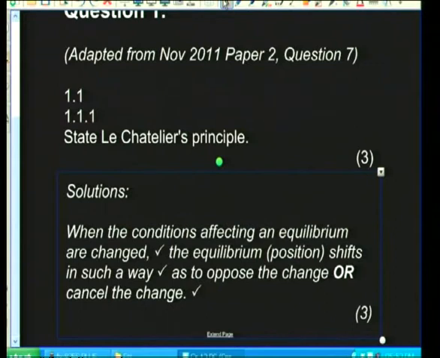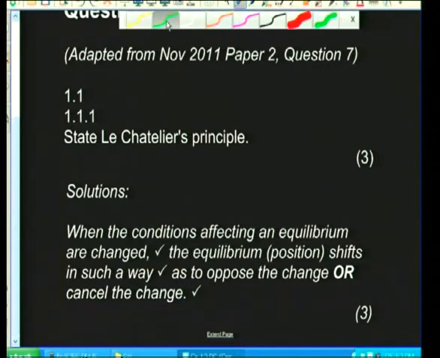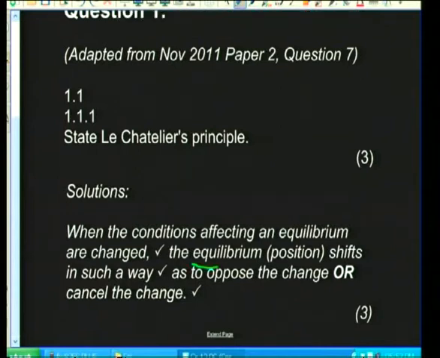This is a definition you need to make sure you understand and learn. When the conditions affecting an equilibrium are changed, so something is changing, the equilibrium position shifts in such a way to oppose the change or cancel out that change. So you have a system that is already in equilibrium. We suddenly do something to change it. We change the various factors surrounding that equilibrium position, and the whole system will react to oppose that change, to cancel out that change, to negate that change.